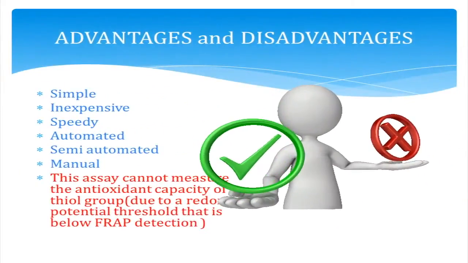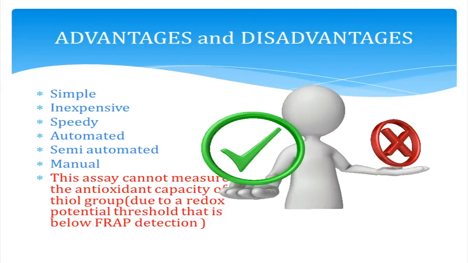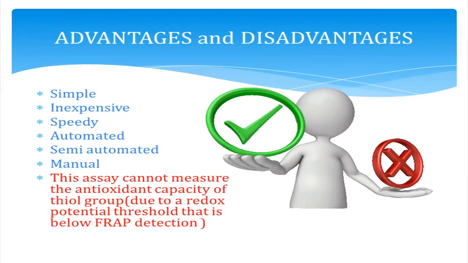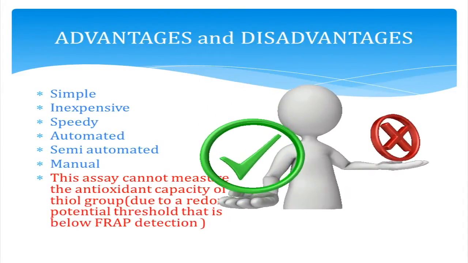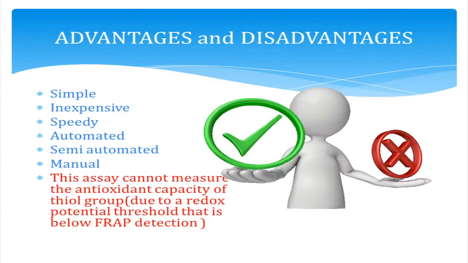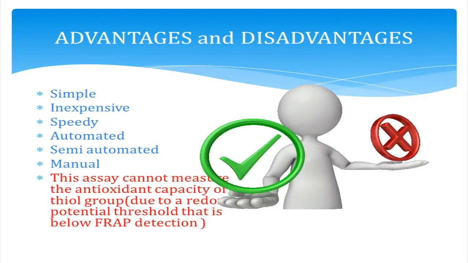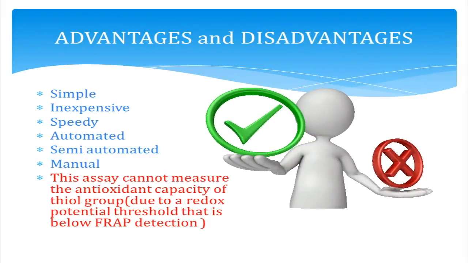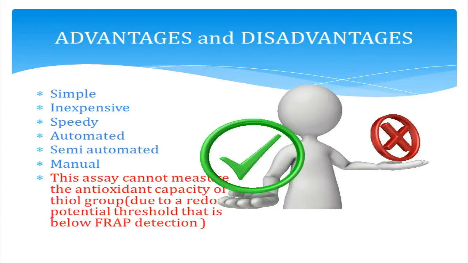Looking at the advantages and the disadvantages, they have many advantages: they are simple, inexpensive, speedy, automated, semi-automated and manual. The only drawback is that the assay cannot measure the antioxidant capacity of thiol groups due to the low redox potential threshold.